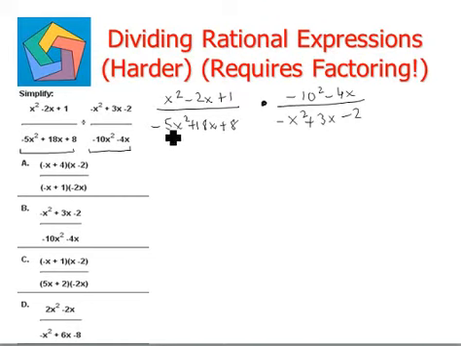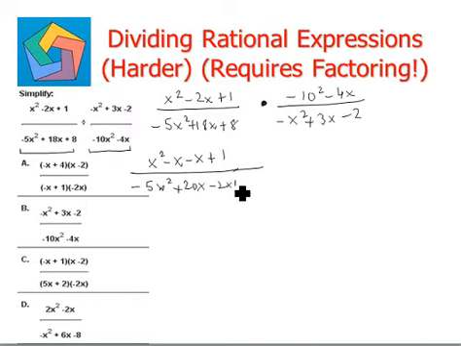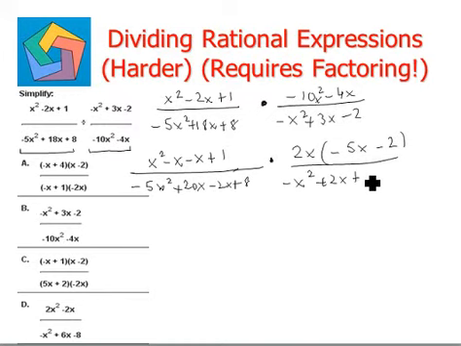Now we factor this. This becomes x squared minus x plus 1. In the denominator this can be factored as negative 5x squared plus 20x minus 2x plus 8, from here we can pull out a 2x. So we're left with negative 5x minus 2. The denominator can be factored as negative x squared plus 2x plus x minus 2.